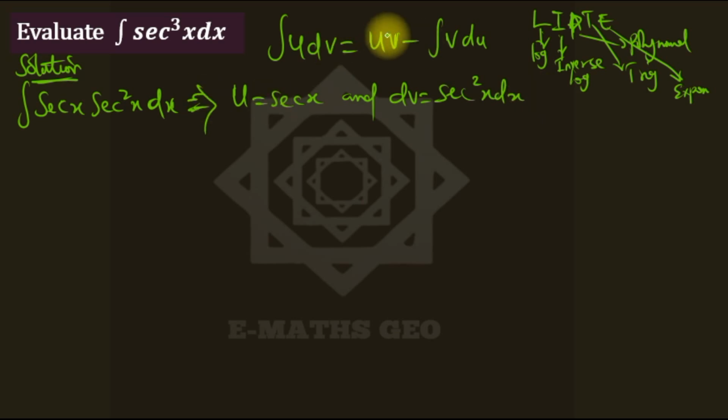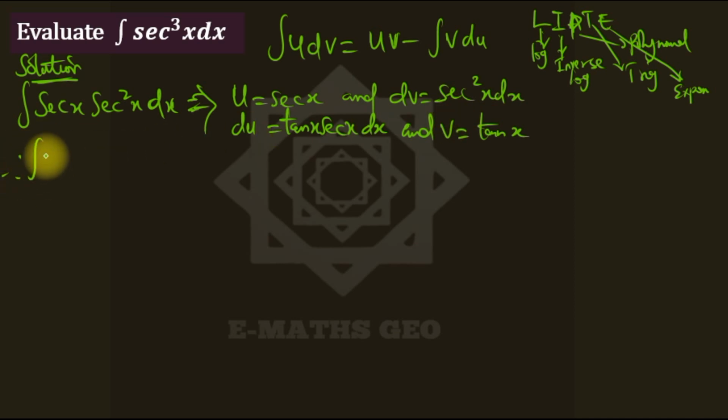In this formula we need to get v. So how do you get v? You integrate dv, and to have du we differentiate u. So we have du/dx is tan x sec x, that's the derivative of sec. We make du the subject of the formula, so we have du is tan x sec x dx. And v: if I integrate sec squared, I have tan x.